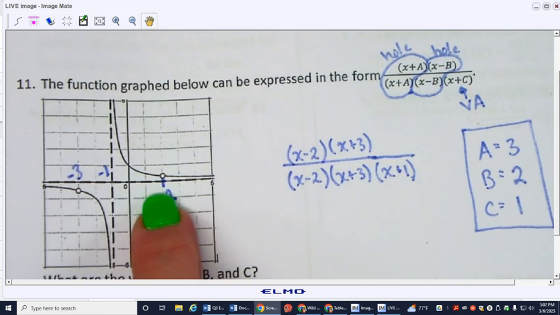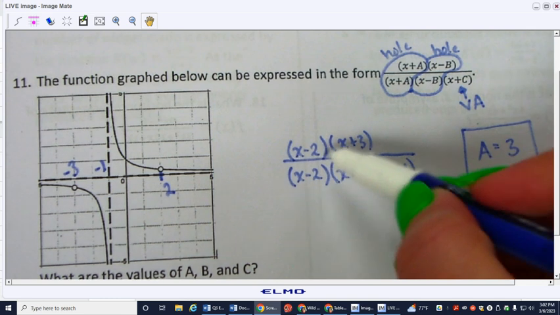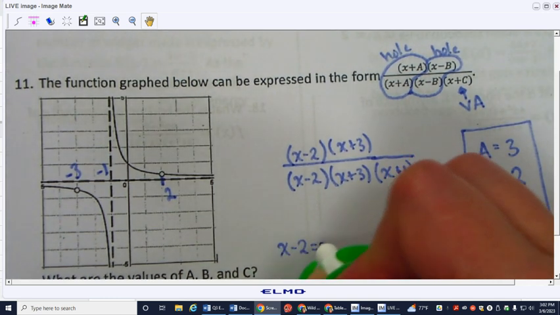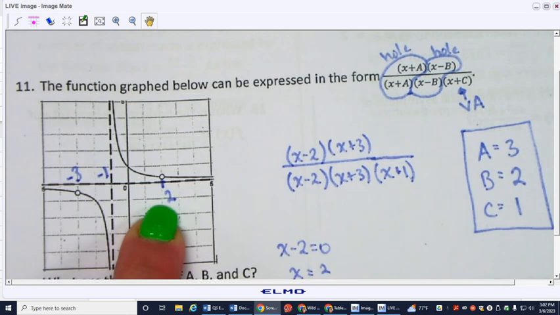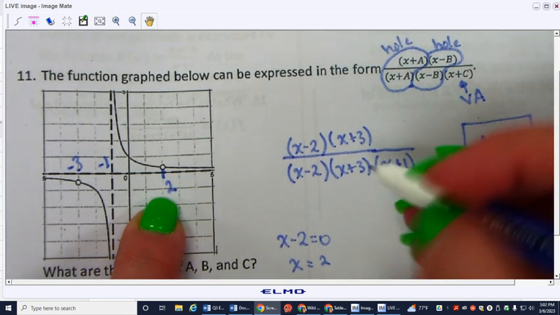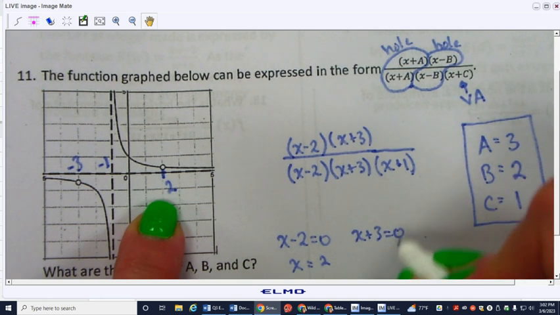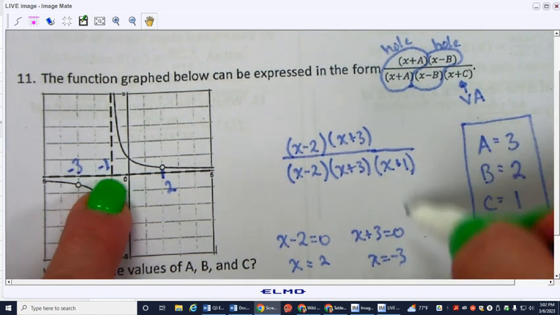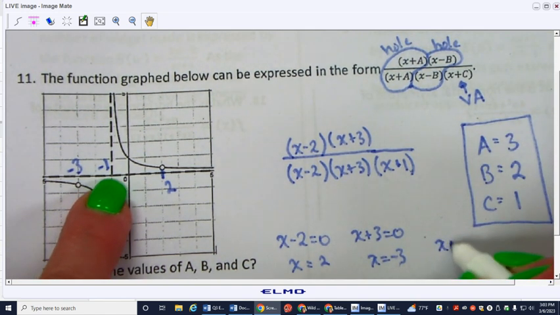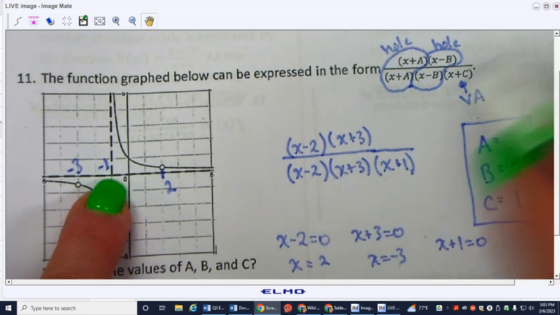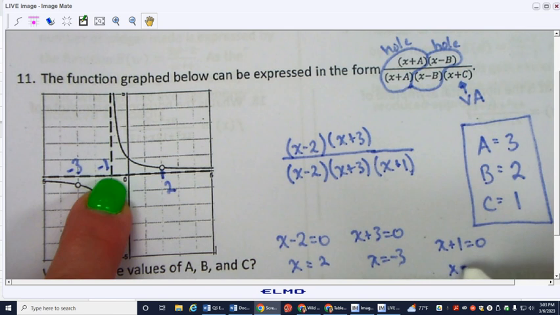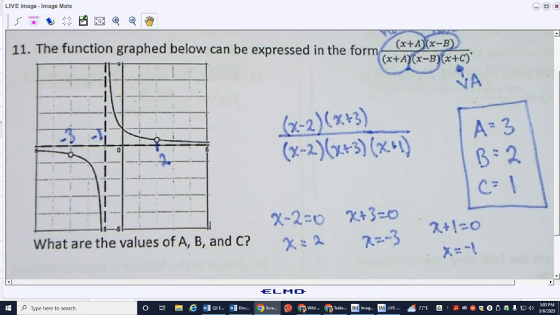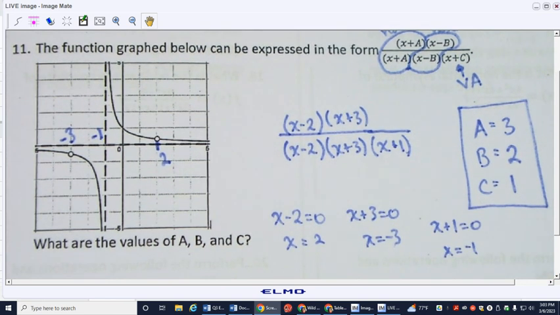The reason it changed from here to over here is because this cancels out, x minus 2 equals 0, makes x equal 2. This right here, my x plus 3 equals 0, makes x equal negative 3. That's where I have a hole because those cancel out. And then my x plus 1 being all by itself on the bottom, if I do x plus 1 equals 0, so I have a 0 in the denominator that doesn't cancel with anything on the top, means I have a vertical asymptote at negative 1. Okay. All right. Questions? Any other questions on number 11?